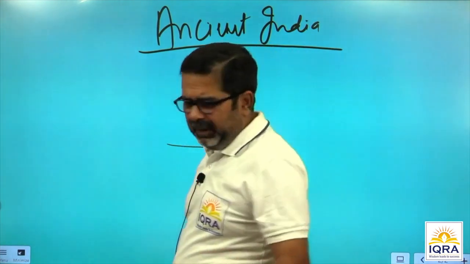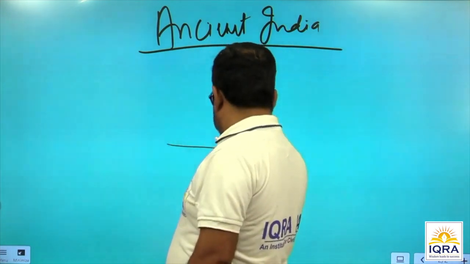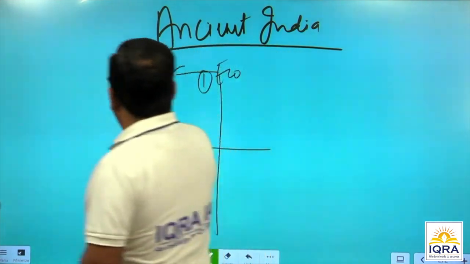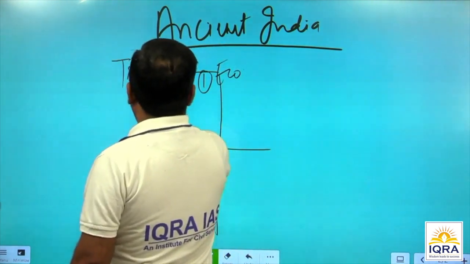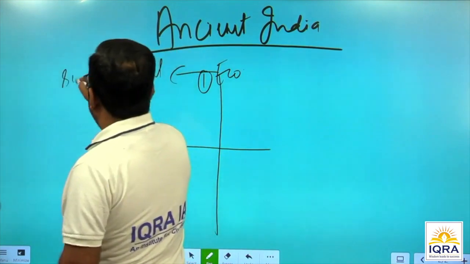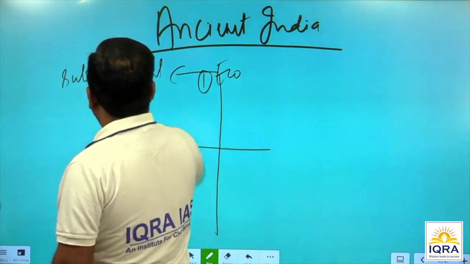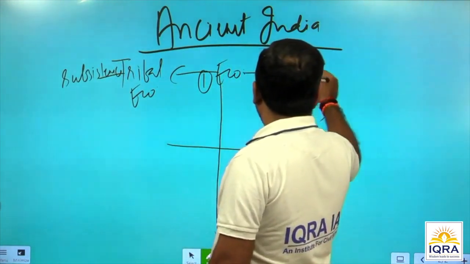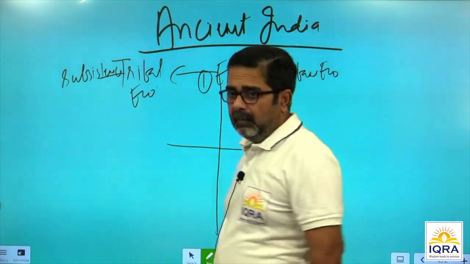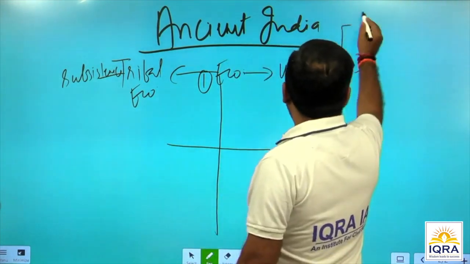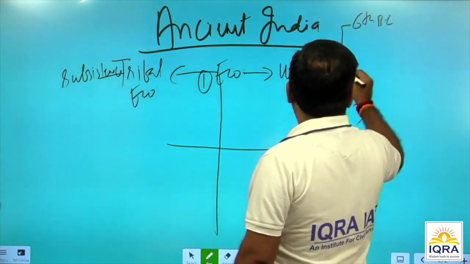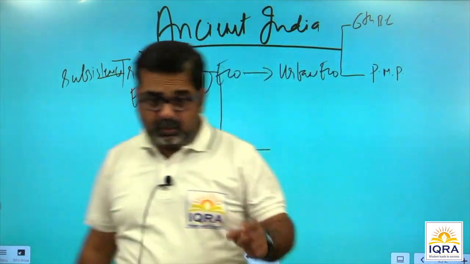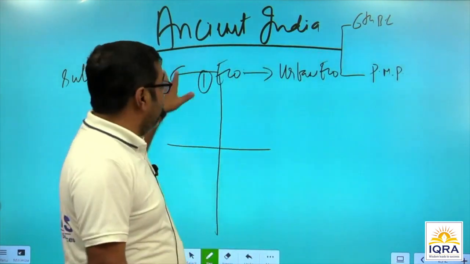Let me start from economy. In economy, you will learn tribal economy, the features of tribal economy, subsistence economy of Vedic period. Then you will see urban economy. Urban from 6th century BC to post-Maurya period. Draw it. Questions will be framed from these developments.